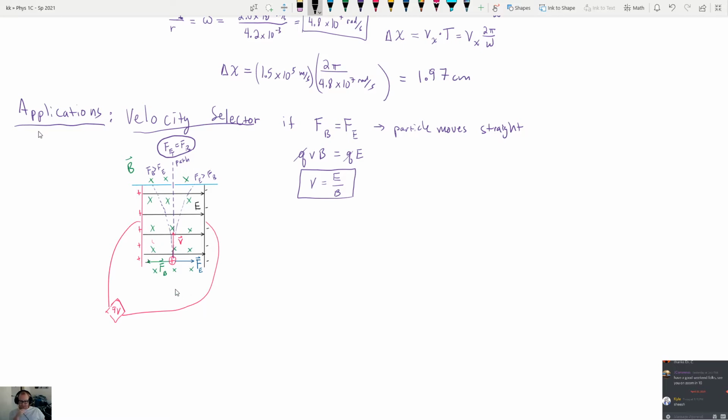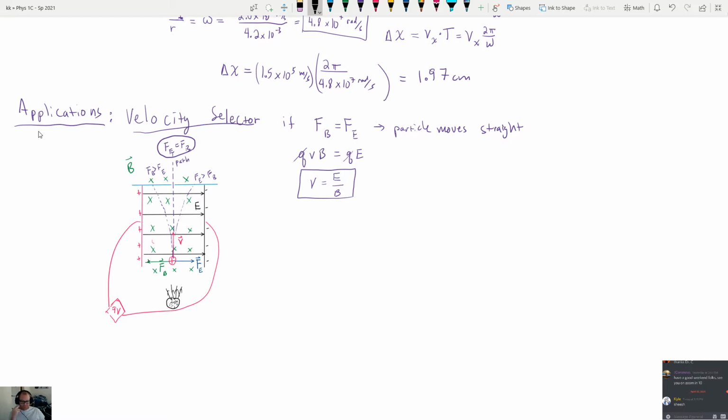And then what we do is we shoot particles through here. How we do that could be, maybe you have some source right here. You could have a radioactive nuclei or a bunch of radioactive atoms that occasionally shoot out charged particles with various velocities.